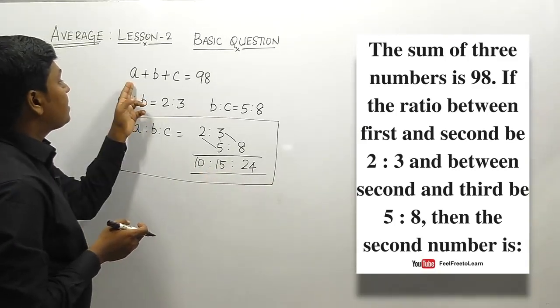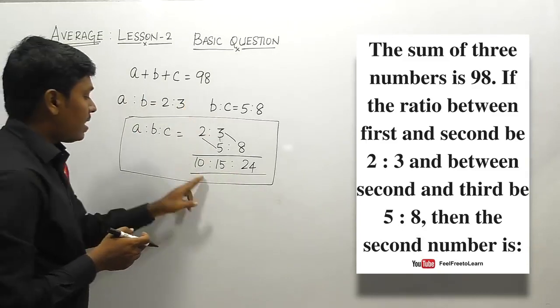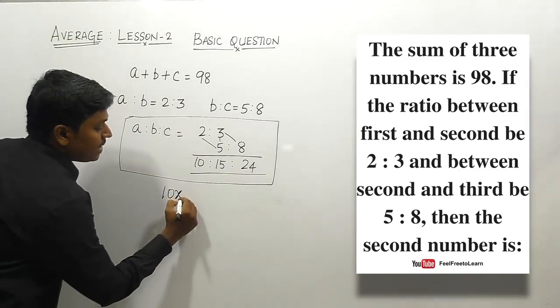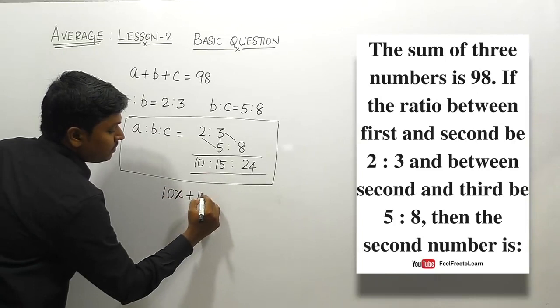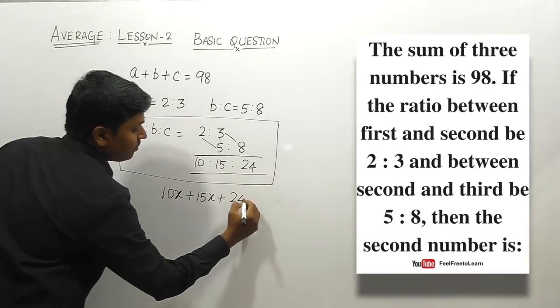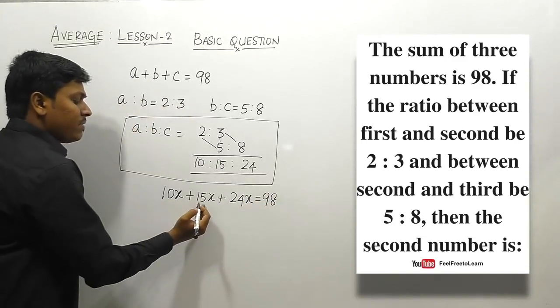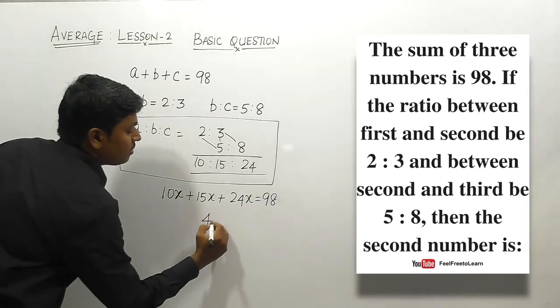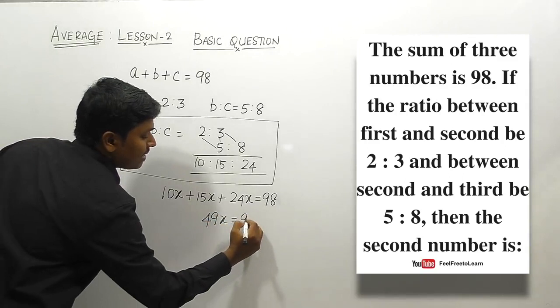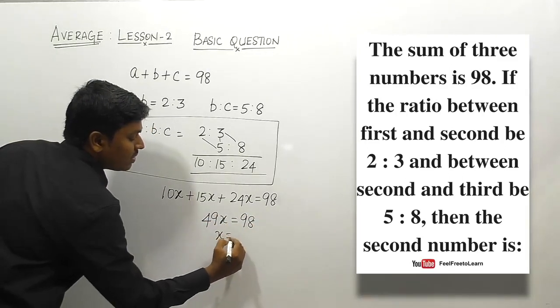So friends, listen here, the sum of three numbers will be 98, and we can surely say that the first number will be 10x, the second number will be 15x, and the third number will be 24x. So the sum of three numbers will be 98. So 10x plus 15x will be 25x, so the resultant will be 49x. So 49x is equal to 98, so x is equal to 2.